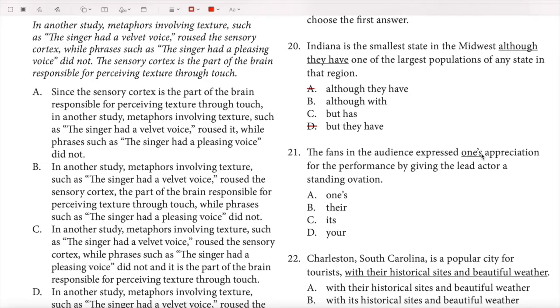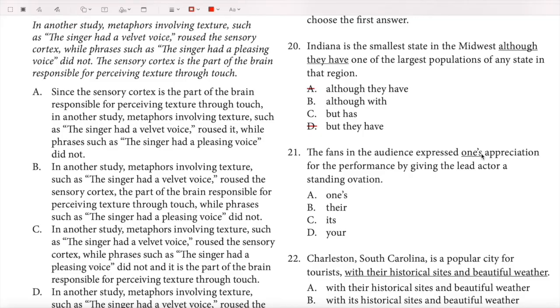Although here's the problem with although. Somehow you don't have a complete sentence, a standalone thought, with although with. And listen to it. Indiana is the smallest state in the Midwest, although with one of the largest populations of any state in that region. Okay, well what about although with one of the largest populations of any state in the region? They don't finish the thought.